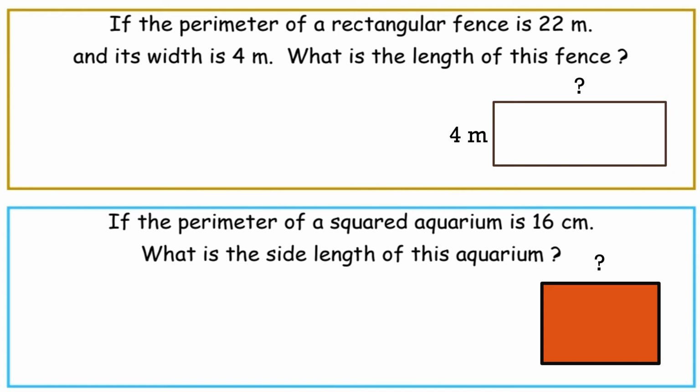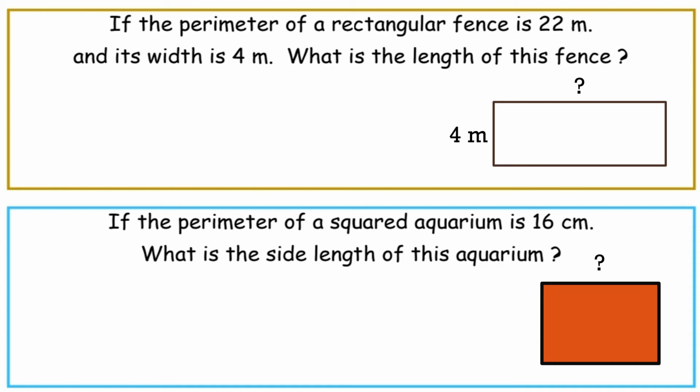Okay, let's make it faster, just to put more steps faster. If the perimeter of a rectangle fence is 22 and the width is 4 meters, what is the length of this fence? So I have here a perimeter of a rectangle. So I will use the law of the rectangle. Okay, pay attention. I will make it faster now.